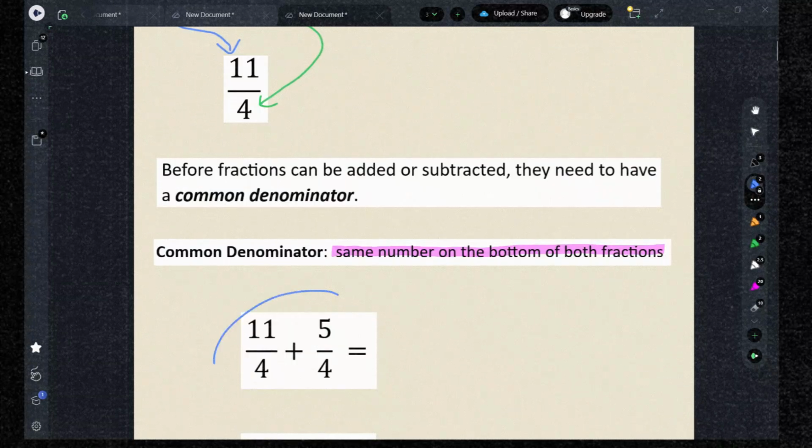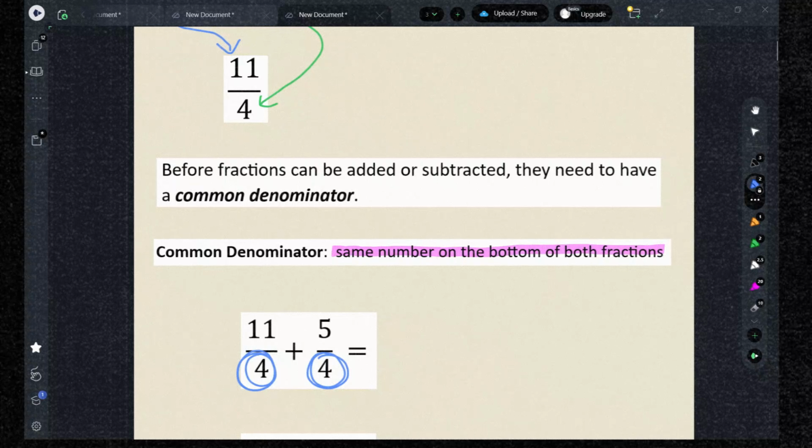Okay, so here, if you look at this problem, notice we're adding two fractions, and look at the denominators, the numbers on the bottom. Are they the same? They are, right? We have a 4 and a 4. Both of the denominators are a 4, which means we already have a common denominator.